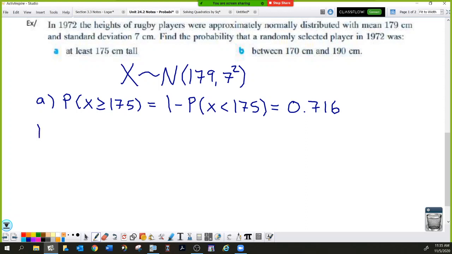Part B, between two values, 170 and 190. The calculator can only go left. So what we're going to have to do is figure out the probability that x is smaller than 190 and then get rid of the space to the left of 170. If that's confusing, let me draw the picture for you.